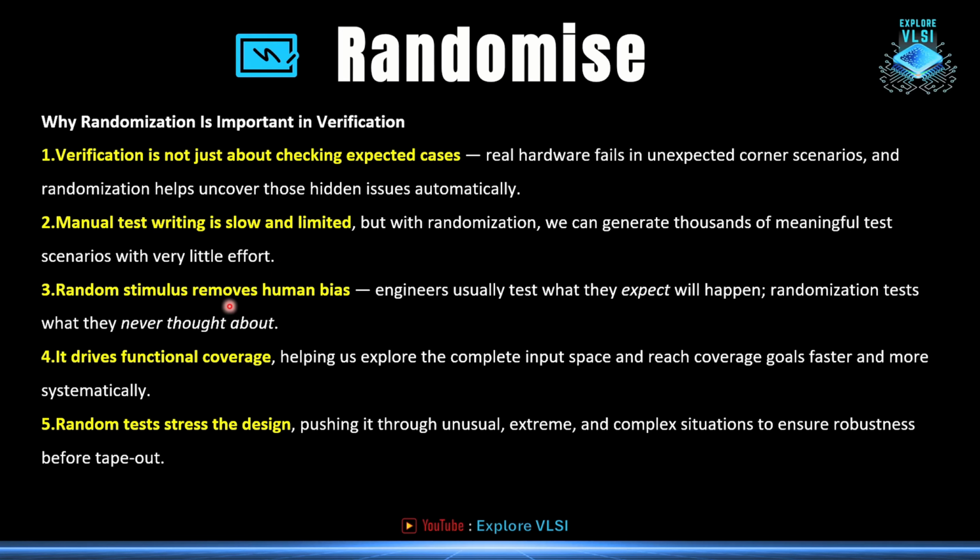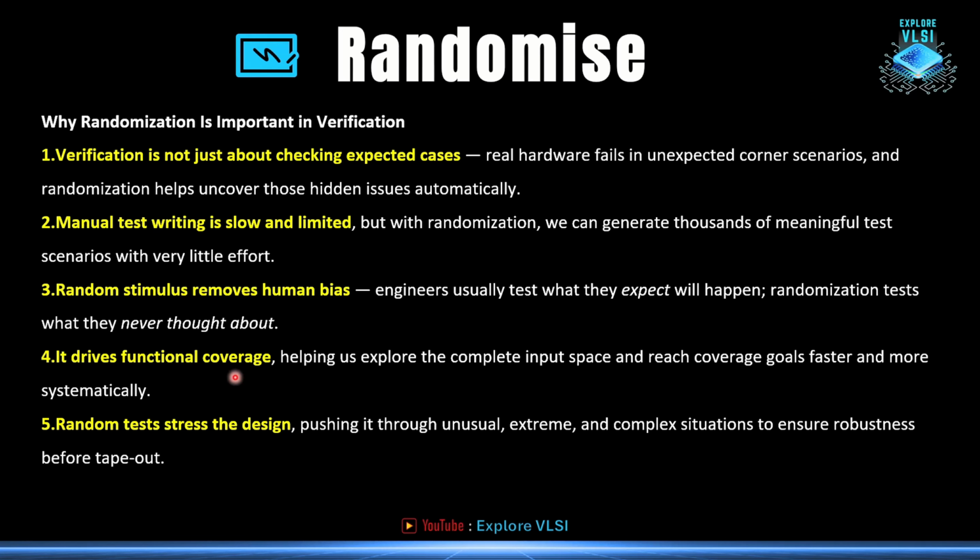And again, randomization removes human bias as well. As humans, engineers usually test what they expect will happen. But randomization will go through all the different corners of the DUT, and all the different cases and conditions need to be tested through randomization. We are able to achieve all the different cases where a human can't. That's why human bias can be removed by using randomization.